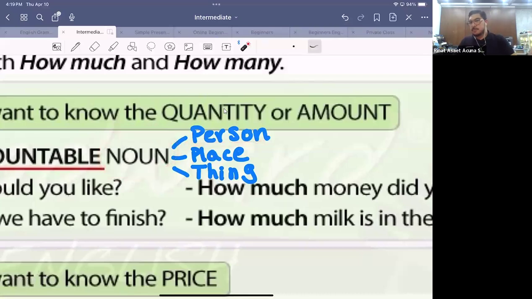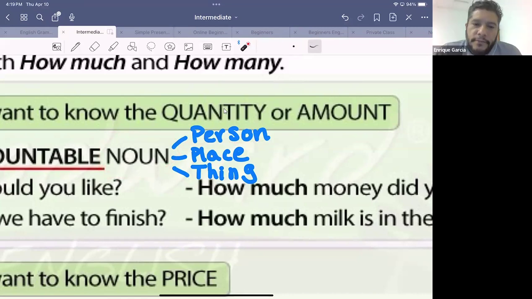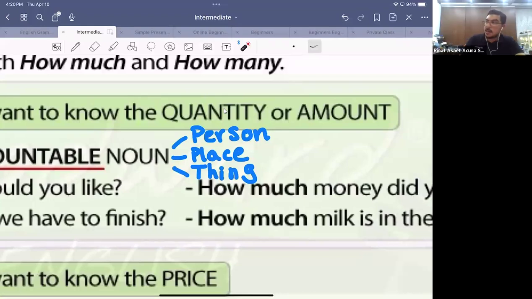For example, give me an example. You, he, she, it. Exactly. Or you can use a name as well. It could be my uncle, it could be Enrique, it could be Luis. So those are going to be persons. What about place? Park, store, cinema, the movies, the bathroom. All of these are places.